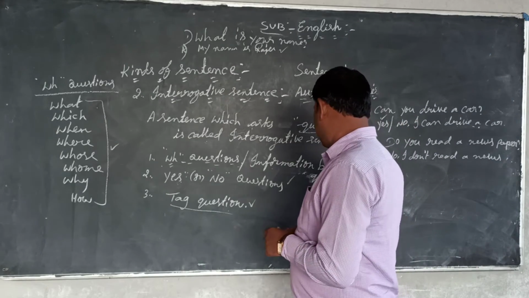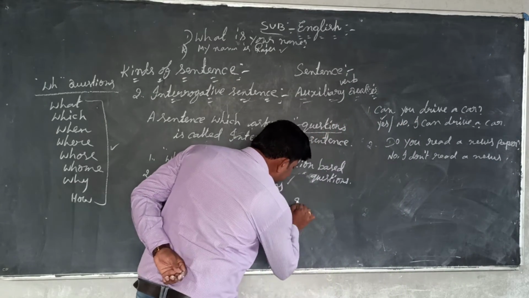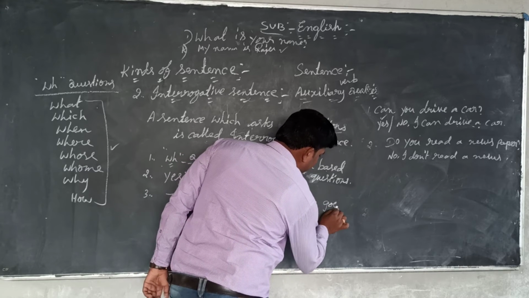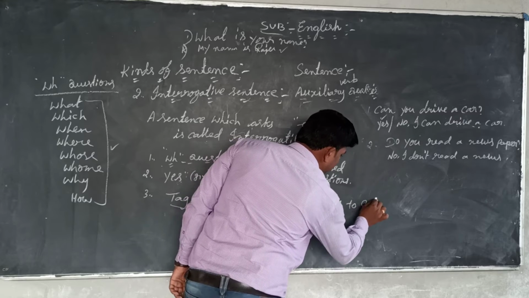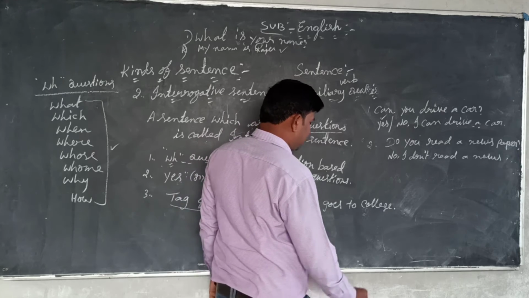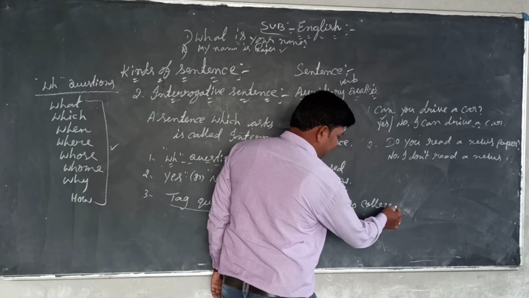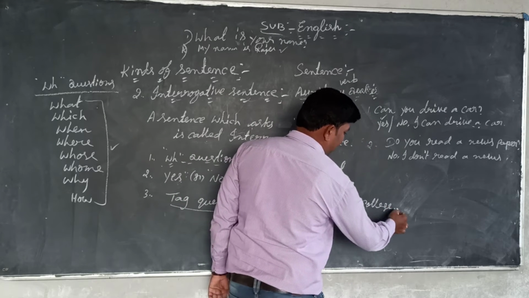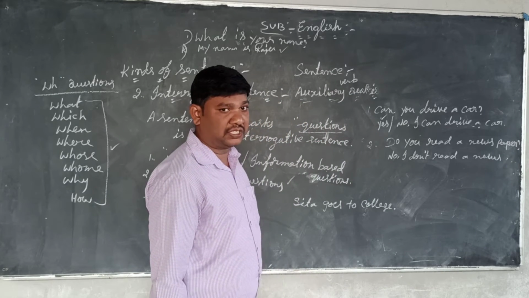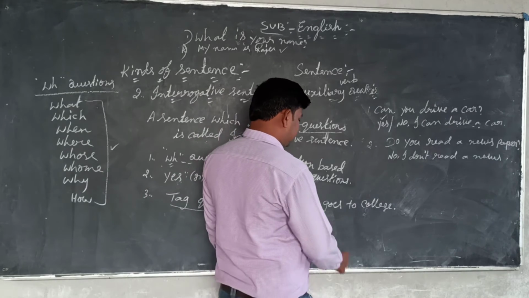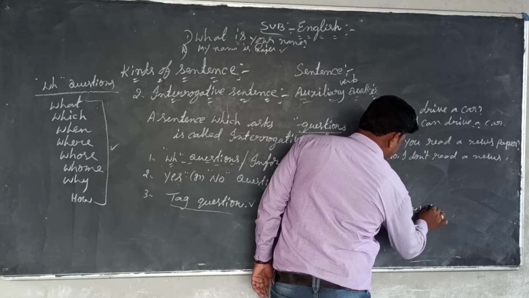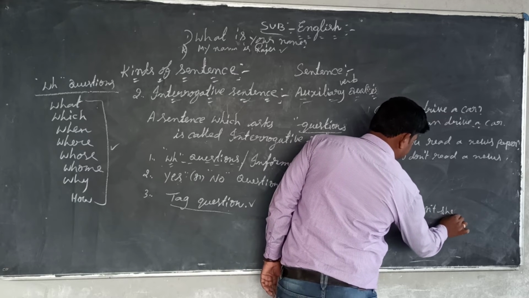So see here, for example, Sita goes to college. The question tag comes at the end of the sentence here only. Now, when the sentence ends, the question tag begins. Sita goes to college, so the question tag is doesn't she? This is the question.